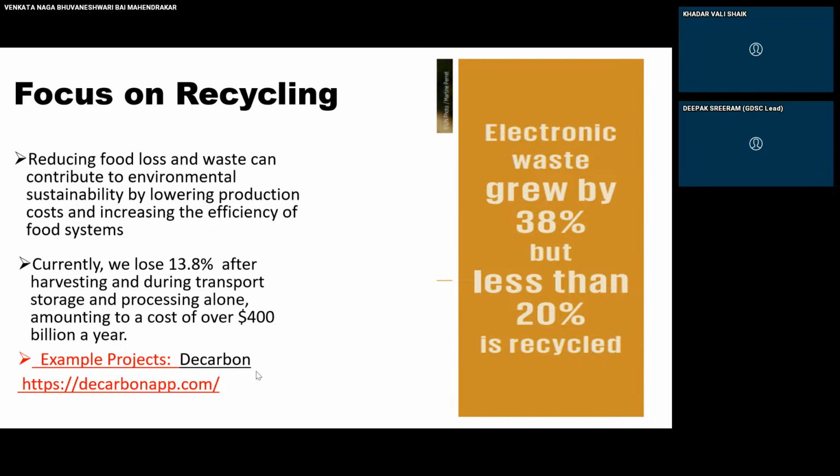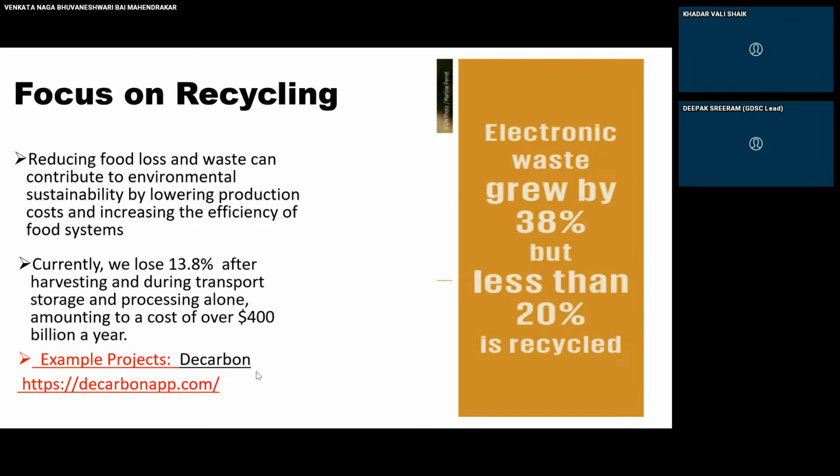The first point is that reducing food loss and waste can contribute to environmental sustainability by lowering production cost and increasing the efficiency of the food system. We have a food chain. If one part is disturbed, the whole food chain is disturbed. So we should reduce food loss and contribute to environmental sustainability. Currently we lose 13.8% after harvesting. Once the farmer has cut the crop and it is ready to sell, around 14% of the crop is lost after harvesting. To reduce all this, we need to take some measures.